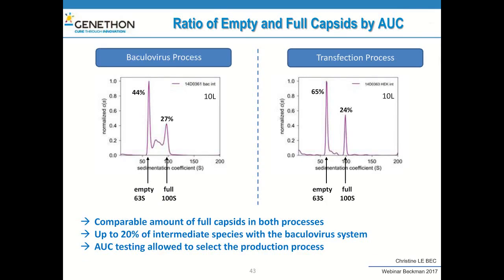So the AUC method can give you the profile of the different processes. For the baculovirus, we have the same amount of the full particles, around 27, but we can see by the AUC that we have more intermediate species for the baculovirus compared to the transfection process. So the AUC testing allows to select the production process.